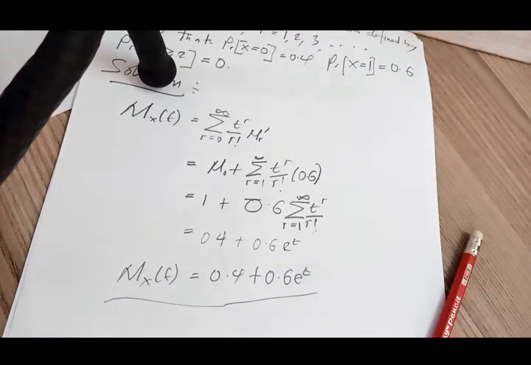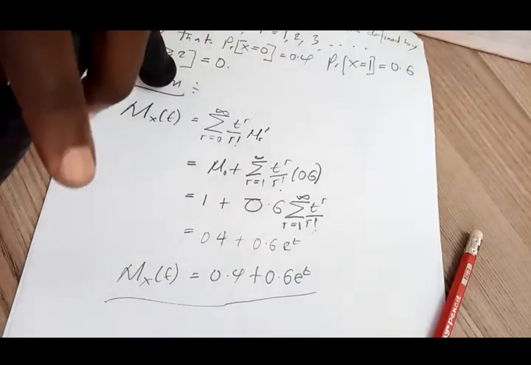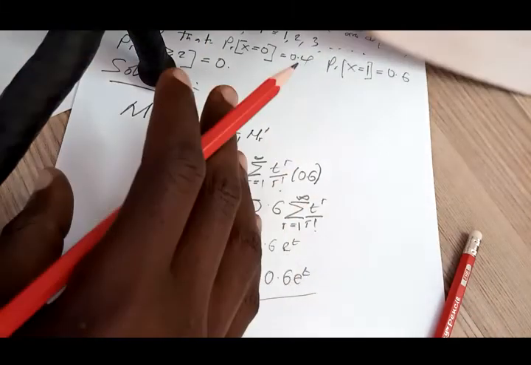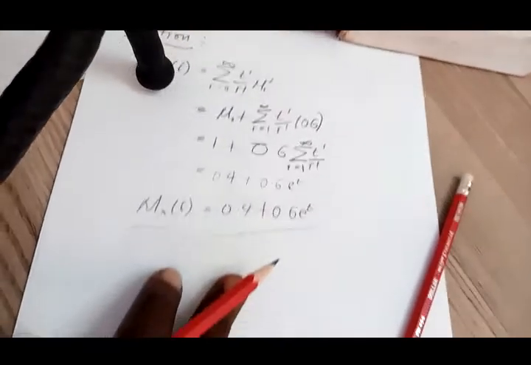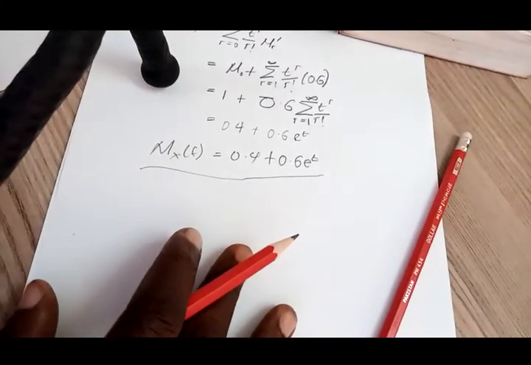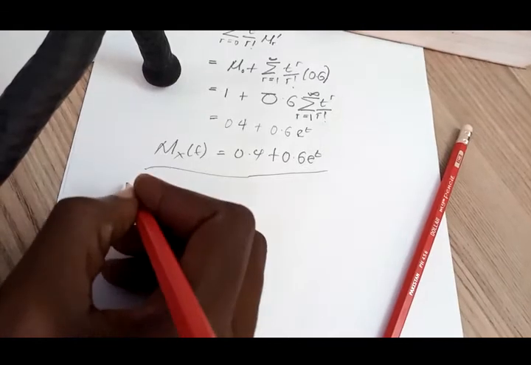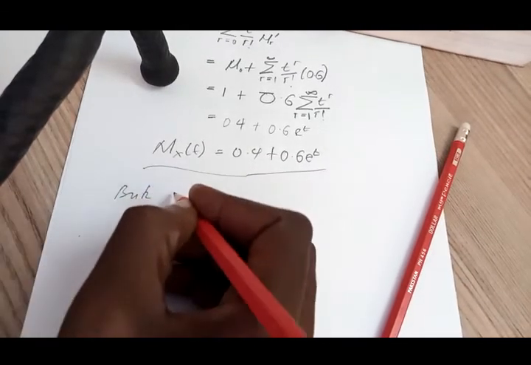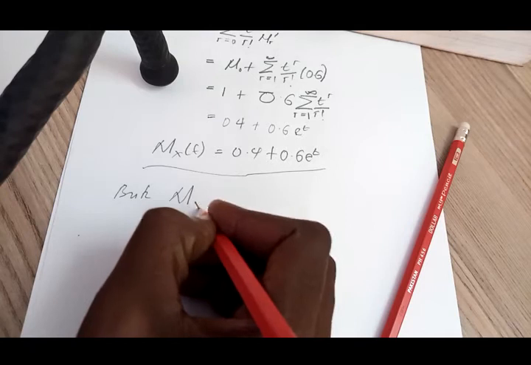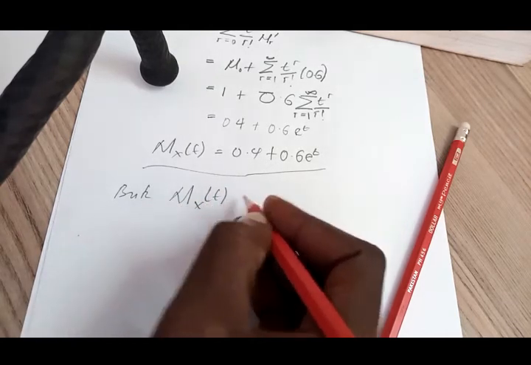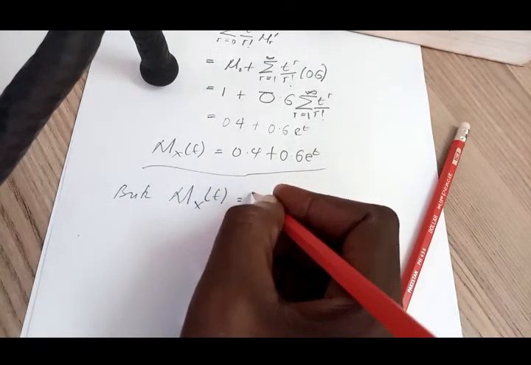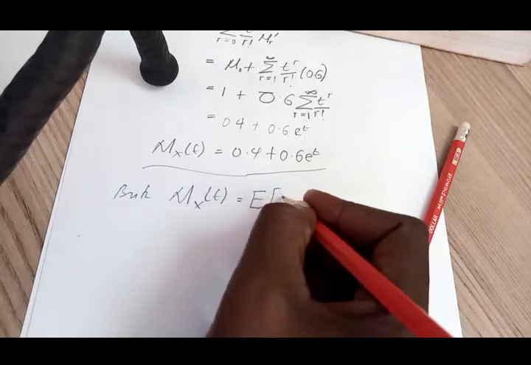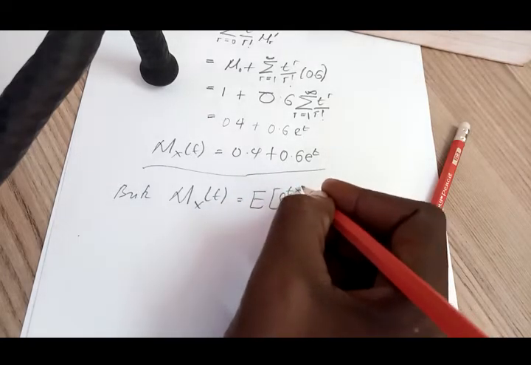Now, if you look at the question, they want us to show that our result is going to prove the probabilities stated above. So we're going to move one step further. How do we move? We will use the same definition. The general definition of the moment generating function of the random variable x with parameter t is given as the expectation of e to the power tx.